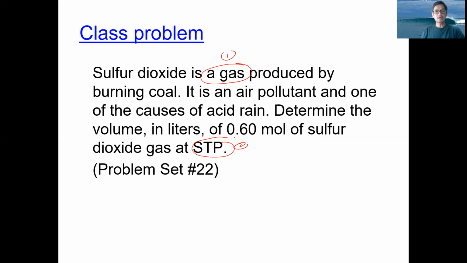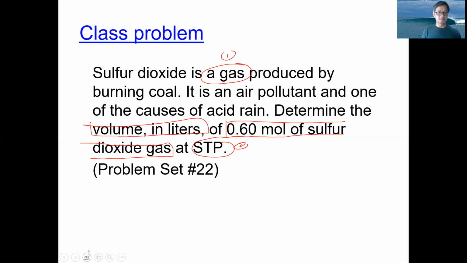Now that we have that done, let's answer the 3 questions. What do you start out with? What do you want to solve for? And then what conversion factor will we use? If you notice here, they're telling us that we start out with 0.6 moles of sulfur dioxide gas. So that's what we are starting out with. And they're asking us to find the volume in liters of this particular gas.